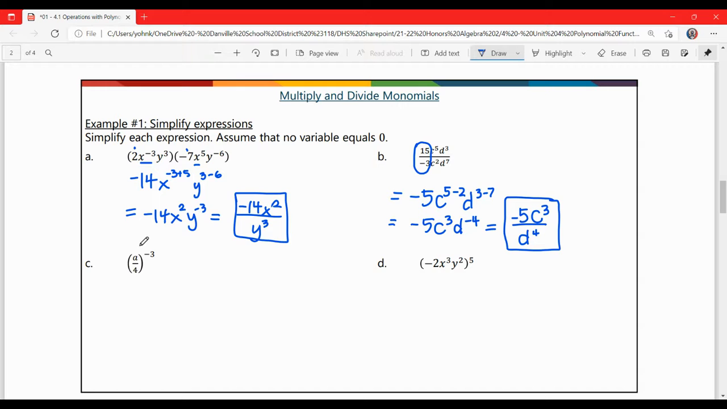Okay, letter C. Anytime you have a quotient to a negative power, the first thing I recommend you do is find the reciprocal of the inside and change it to a positive power. Then you can share the power to the quotient. Everything inside gets a 3. And then I can simplify one more time. 4 to the 3rd power is 64 over a cubed.